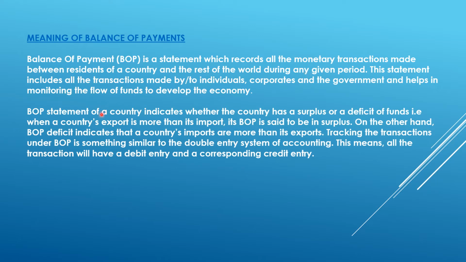Then the second thing about the BOP statement is that it indicates whether the country has a surplus in balance of payment or a deficit in balance of payment. Here, surplus in balance of payment means where exports are more than imports. When we say deficit in balance of payment, it is a condition where imports are more than exports. So this BOP statement shows the economic status of that particular country. Let's see the next slide.